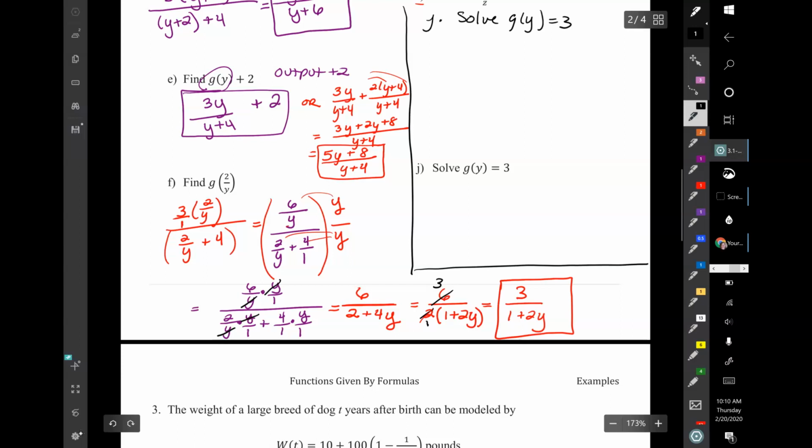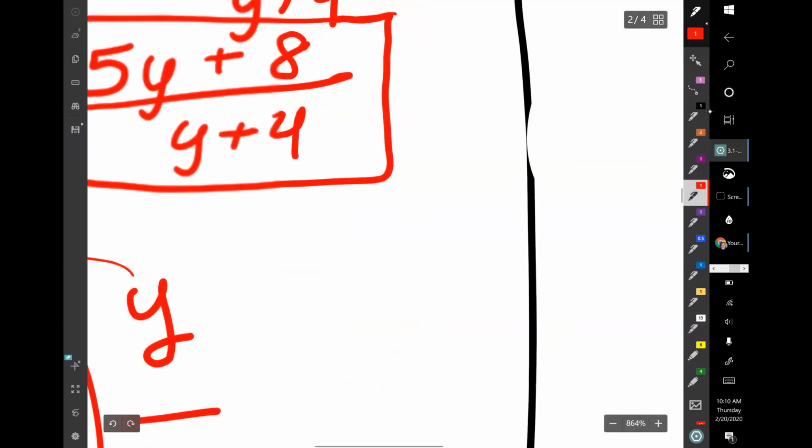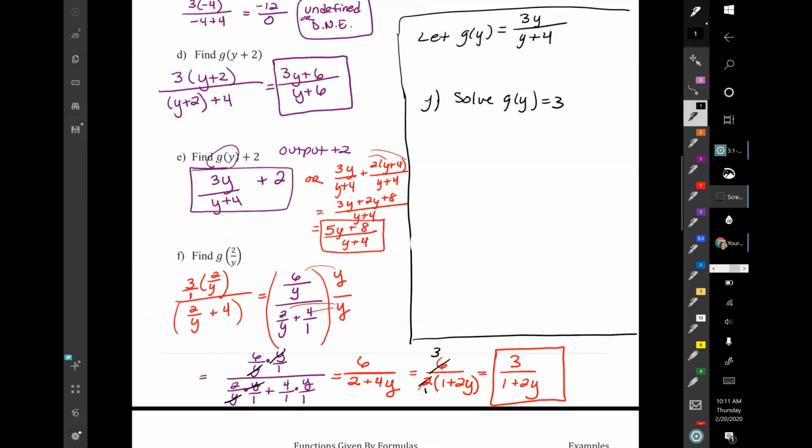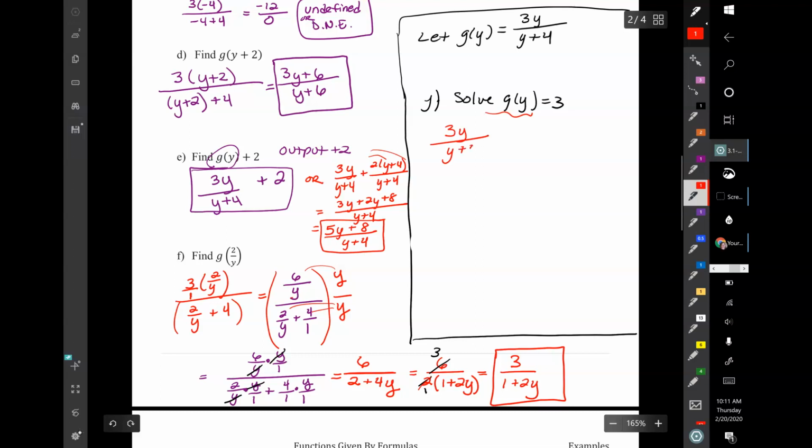But the first step is going to be getting your g of y set equal to 3. So remember what my g of y is. Okay, so g of y is equal to 3y over y plus 4. I just rewrote that up there. So I'm going to replace the g of y with that formula, 3y over y plus 4, and set it equal to 3.